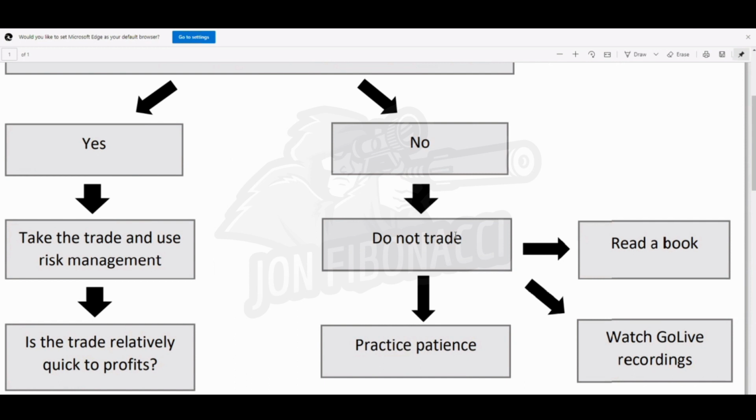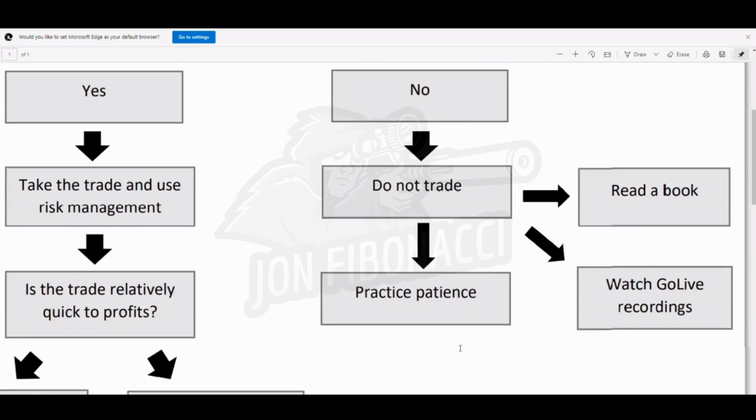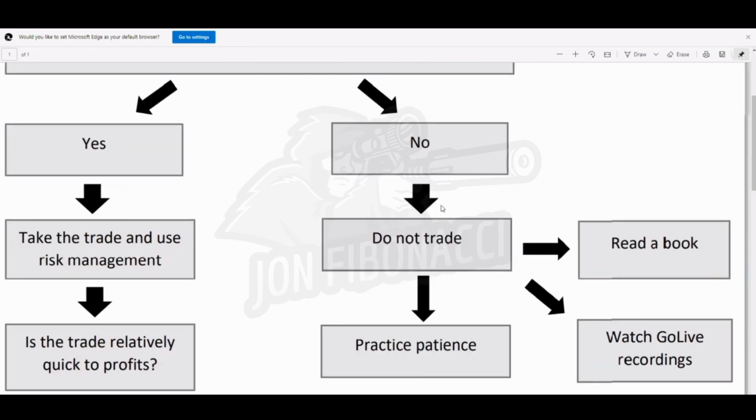Right. So what should you do instead? Practice patience. Some of us like to say sitting on our hands, doing something else, just not trading. That's probably a good opportunity to go read a book, watch Go Live recordings, or even do private Zoom calls with your team, something of that nature, but just don't trade. Okay. And it's that simple.